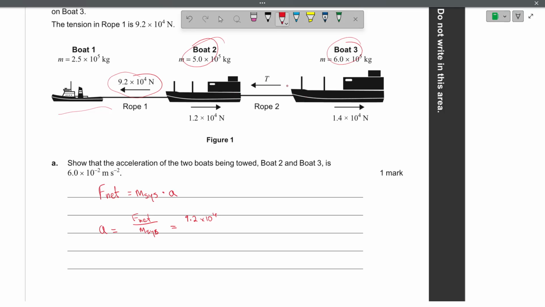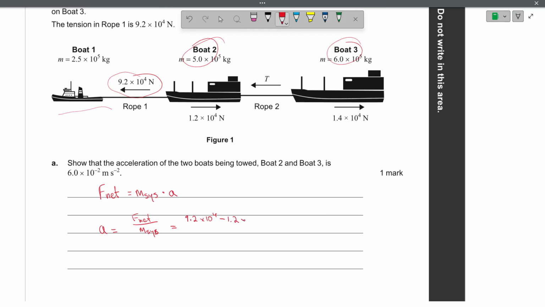There is an equal and opposite force, that is the tension on boat 2 due to boat 3 pulling back the other way. So that's sort of an internal force that we can ignore because it doesn't have an overall effect on the acceleration of our system. So we can ignore that T for now and just subtract these opposing resistive forces.